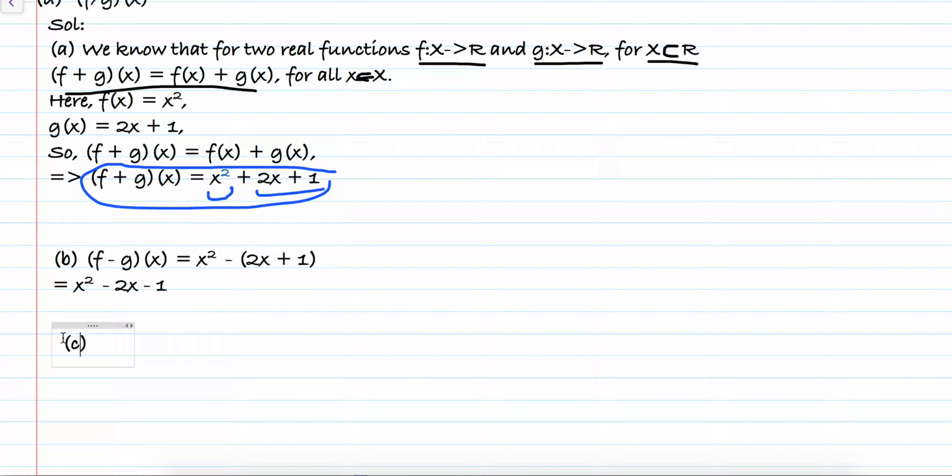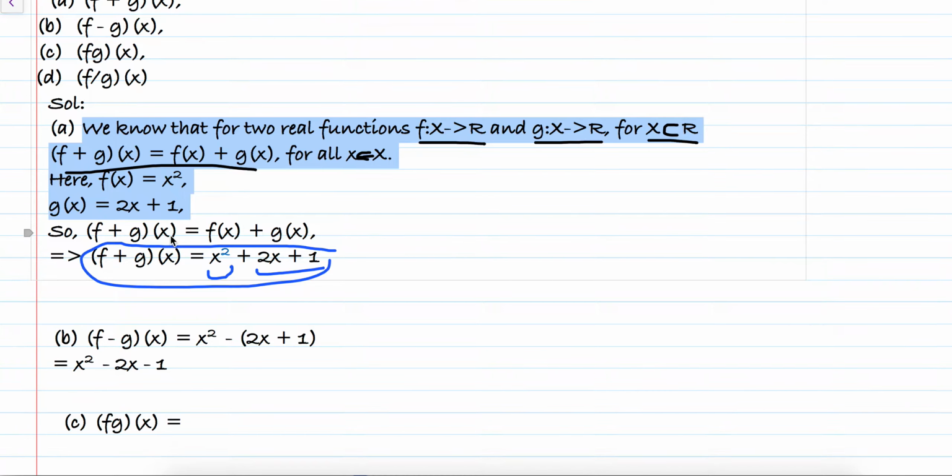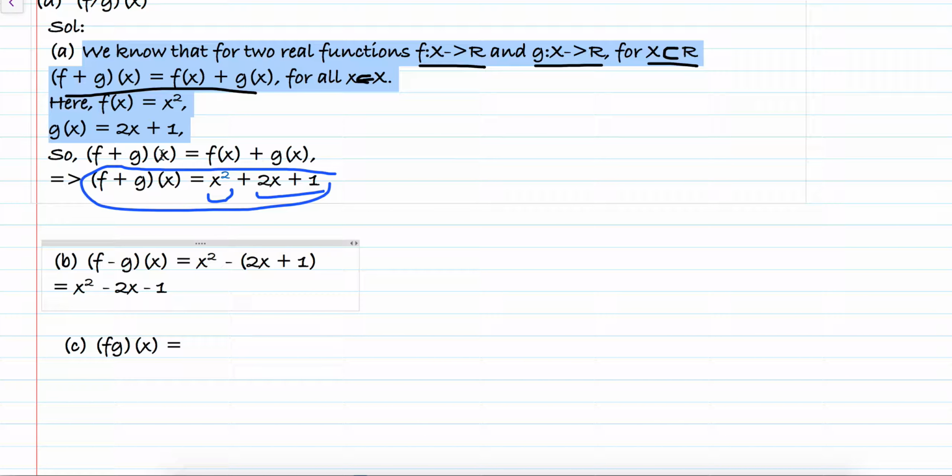So similarly for (fg)(x), so we have to write this kind of a statement before solving any question. So if the question has 4 parts, then it's not that for the first part I will write this complete definition and then for others we will directly write the answer. So we should write this statement before every part of the question. So for B also we will write, for C also we will write.